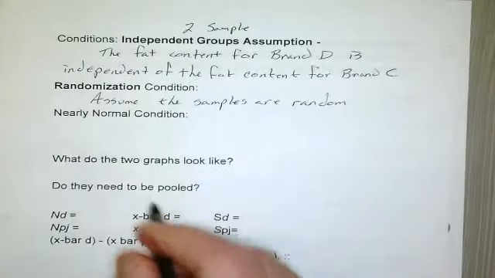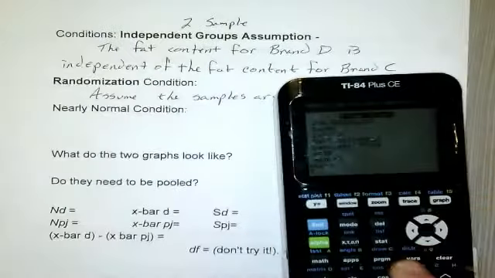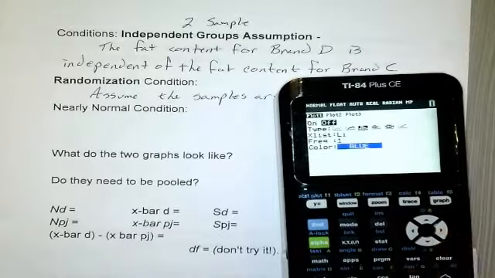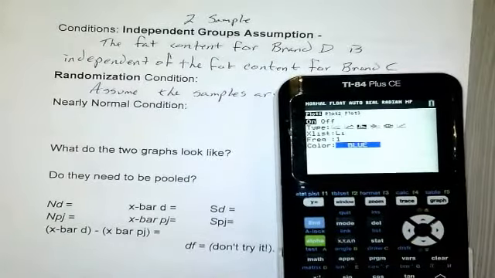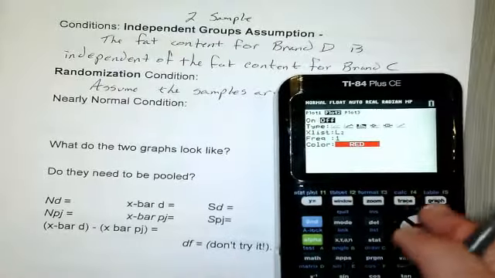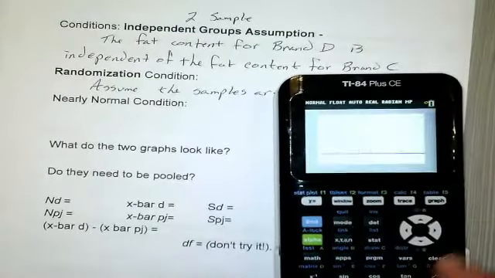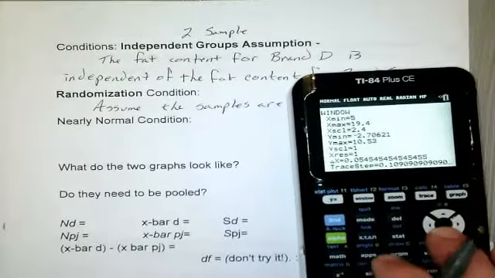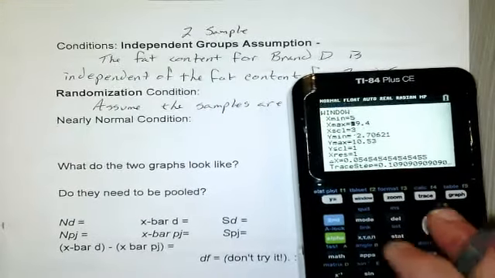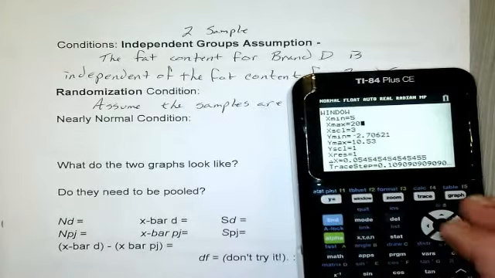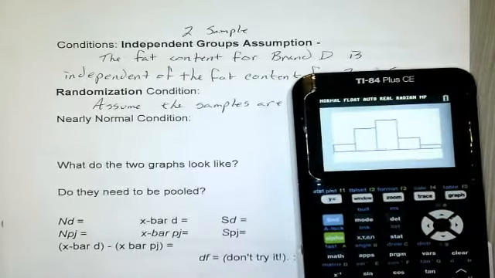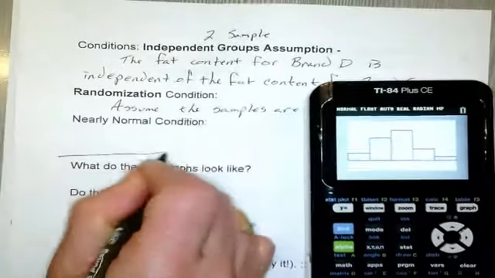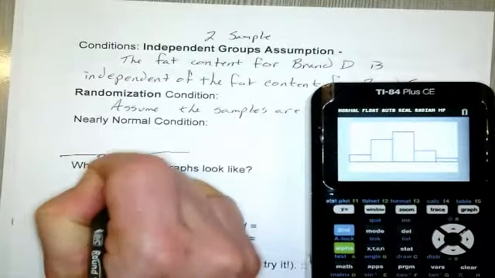And then our nearly normal condition is our two graphs. So we're going to graph these. Second, Y=. Turn my plot on, go up and turn this one off, and then Zoom 9. So there's my first graph, and I'm pretty happy with that. We could adjust the window. I could make this 3, I could make this 20, and graph, and that's probably even better. So I'm going to go with that one. I changed my window there. This is brand D.